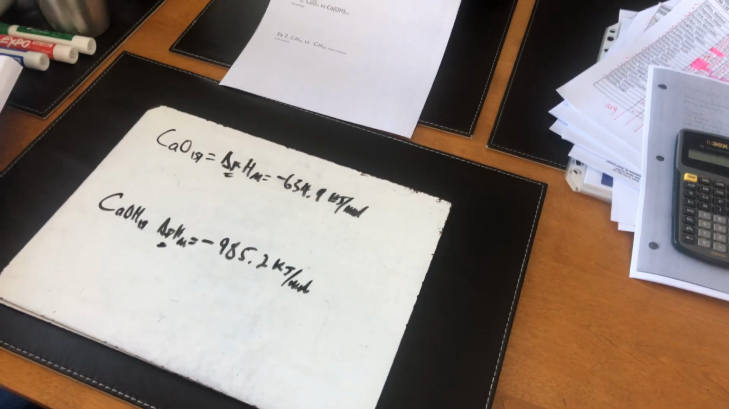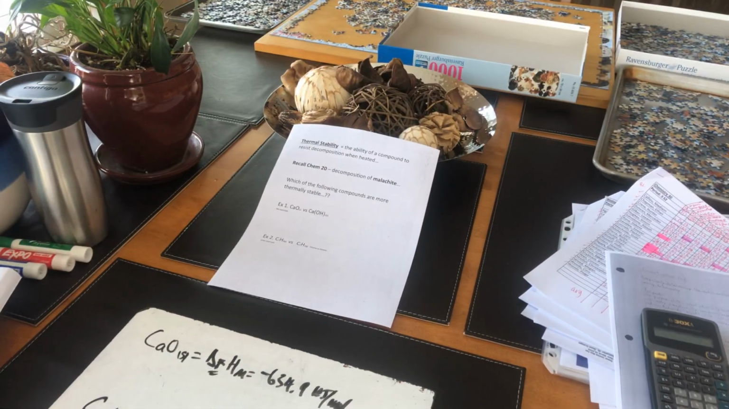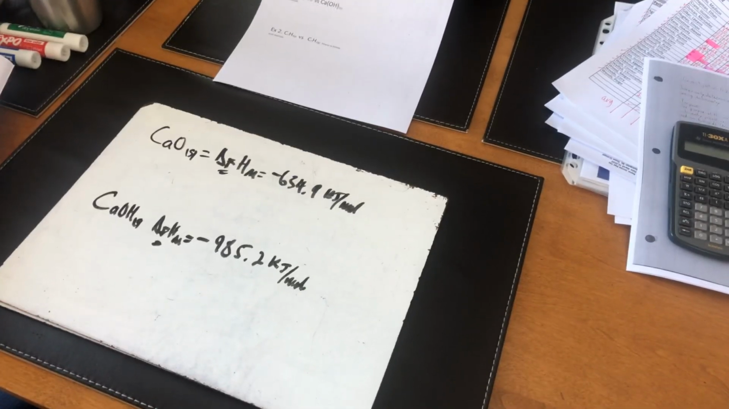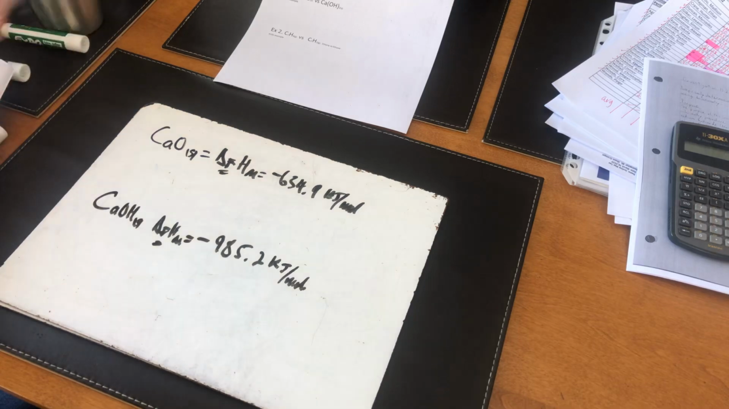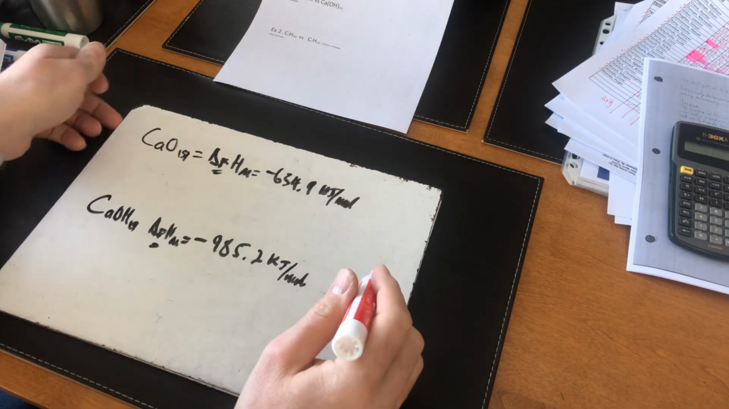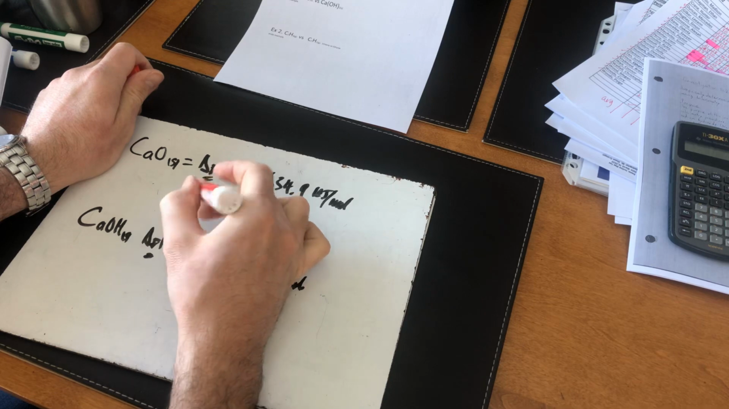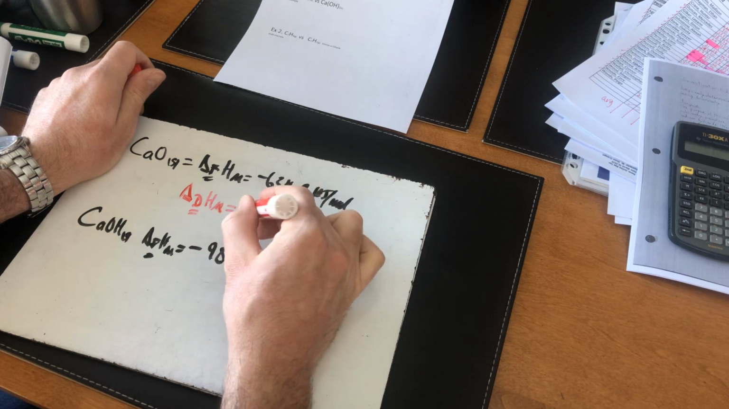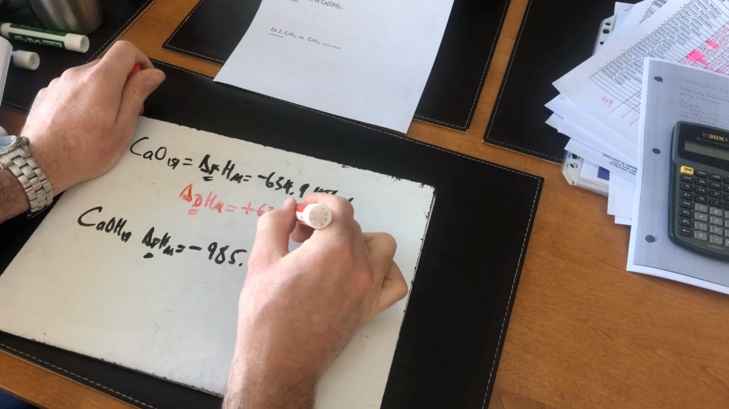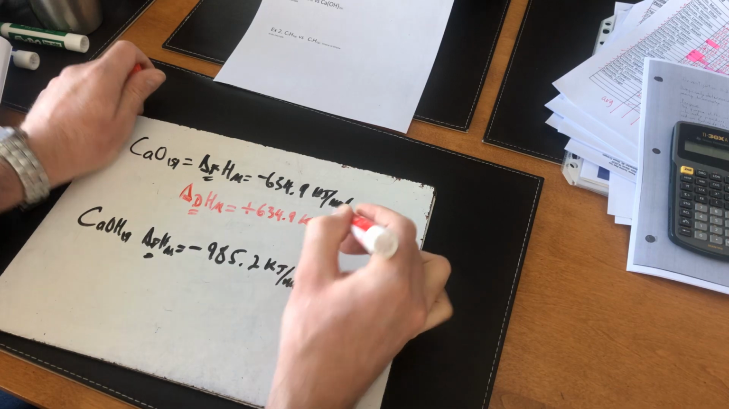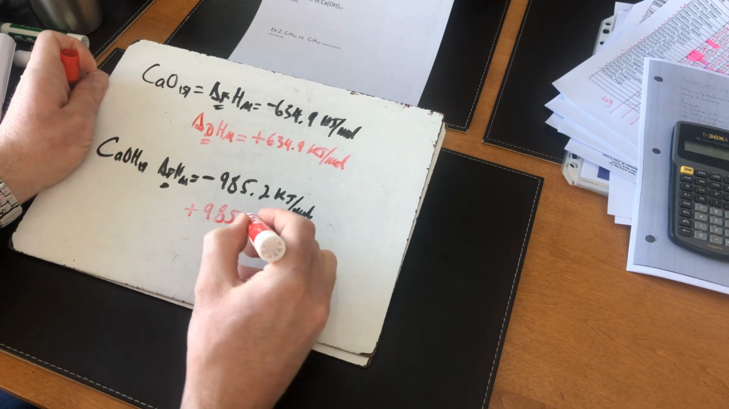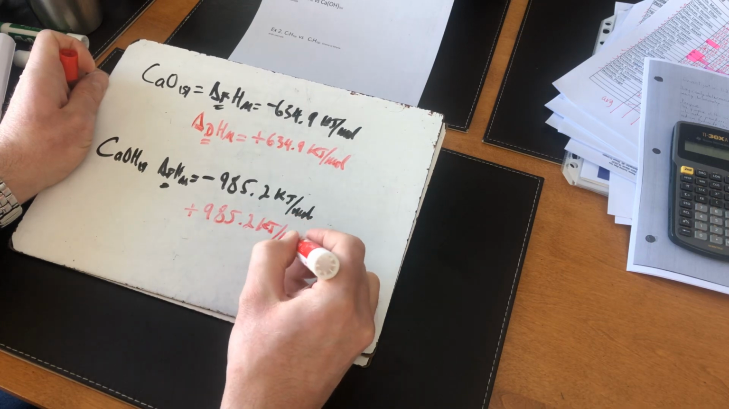Okay, well that's the formations. According to the definition, thermal stability is about the ability to resist decomposition when heated. So decomposition, what do you do to the formation? You got to flip it. Okay, so let's flip them, and when you flip them, you got to flip the signs. So it's ΔdHm, the decomposition. You just flip the sign. So it's positive 634.9 kilojoules per mole. And calcium hydroxide is positive 985.2 kilojoules per mole.